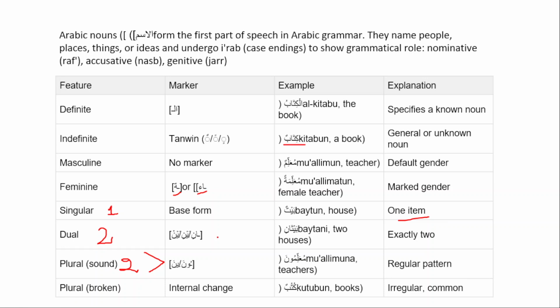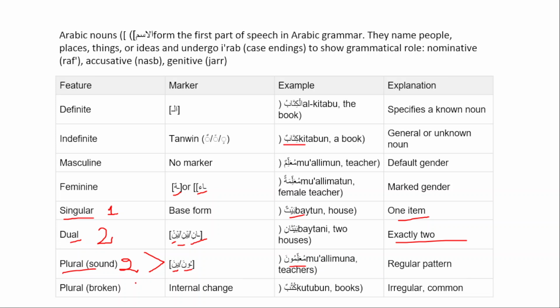This is what we have in the Arabic language. For singular we have, for example, baitun. For dual we have endings like ani or aini. So baitani means two houses, exactly two houses. And plural, more than two, will have endings like una or ina. So mu'allimuna means teachers, basically more than two teachers.